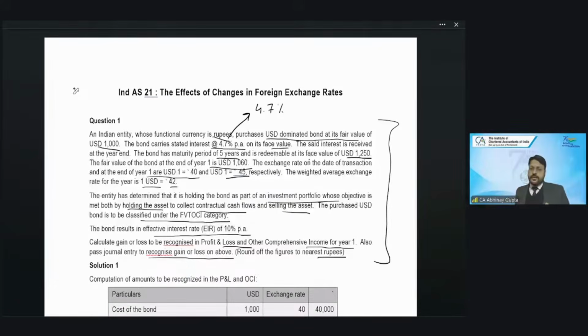Correct. So FVTOCI is the category where the dual objective, that is holding the asset till its maturity to collect the interest, as well as selling the asset as and when required. If this is the objective, then this is categorized under FVTOCI. Although this is already given in the question for your comfort. The question has clarified that the bond is classified under the FVTOCI category.